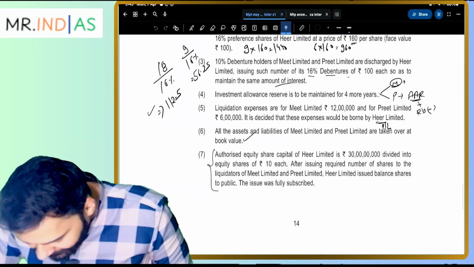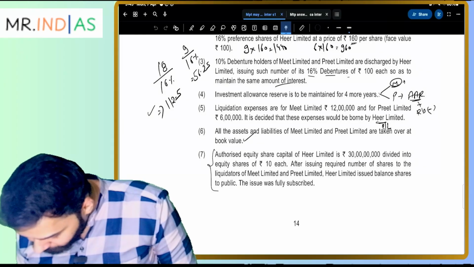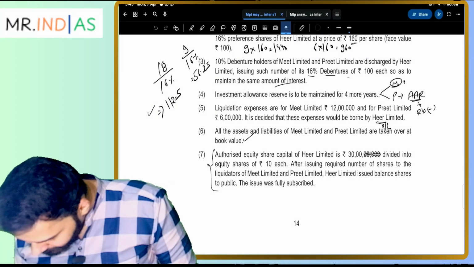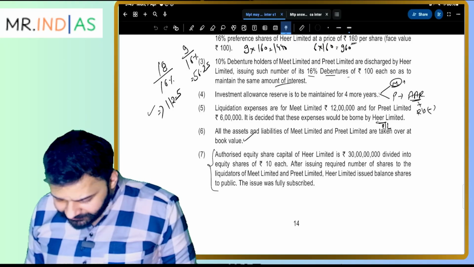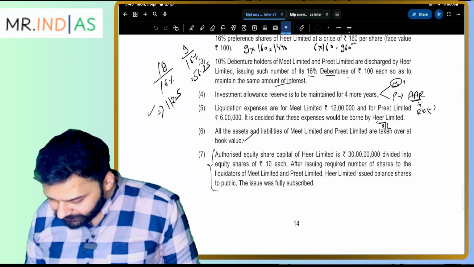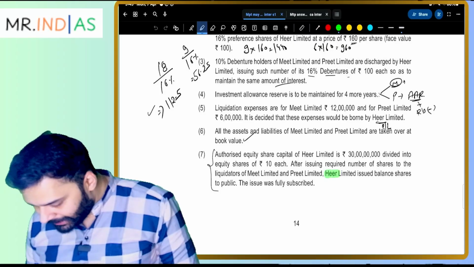All assets and liabilities are taken over at book value. Now the authorized share capital is 300 lakhs, 30 crore, divided into equity shares of 10 each. After issuing the required number of shares to the liquidator of Meet and Preet, Heat Limited issued the balance shares to the public. Okay, they had issued the balance shares to the public.